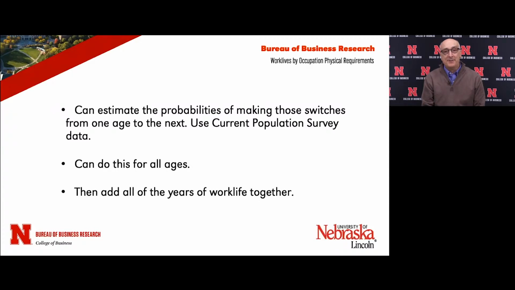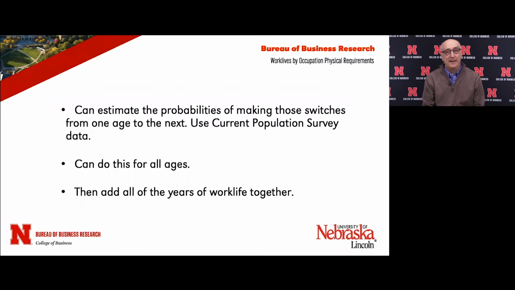Now we can estimate the probabilities of making these switches from one age to the next using current population survey data. And the current population survey surveys tens of thousands of Americans each year, and they ask several questions, among them, what's your age, what's your sex, what's your education, and what's your job market status.